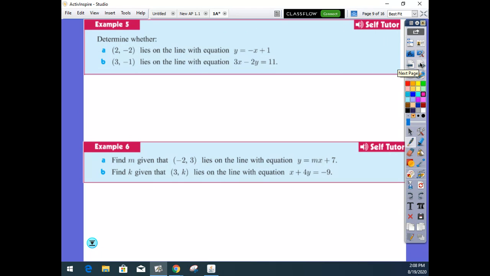Okay, this next example is pretty straightforward. They're giving us an x and a y, and they want to know, does it lie on this line? Does this point make this equation true? So I'm just going to plug in my x and my y. So y comes first. y is -2. Does -2 equal the opposite of the x? x is +2, so the opposite is -2 plus 1. Does -2 equal -1? It does not. So no, that point does not lie on the line.